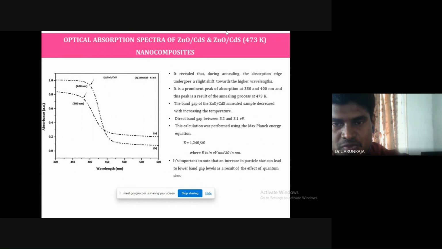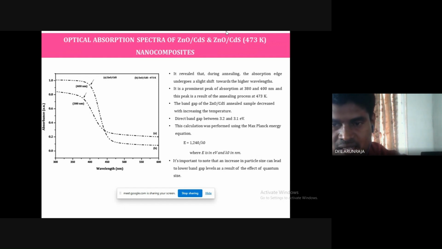The next is UV visible spectroscopy. It reveals that during annealing, the absorption edge undergoes a slight shift toward the higher wavelength. The absorption range is 380 nanometer to 400 nanometer in the zinc oxide series with annealing at 473 Kelvin, and the direct band gap is between 3.2 and 3.1 electron volt.